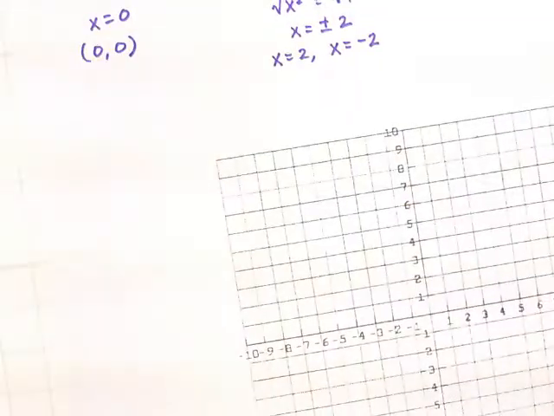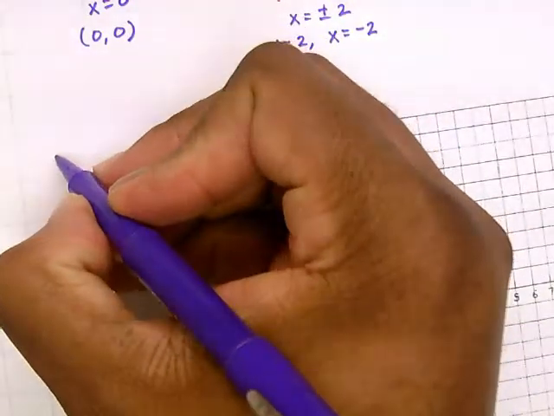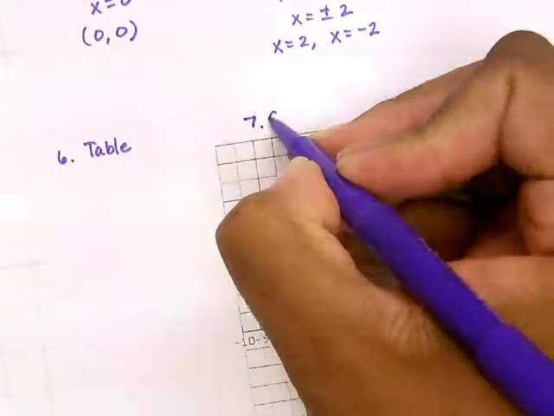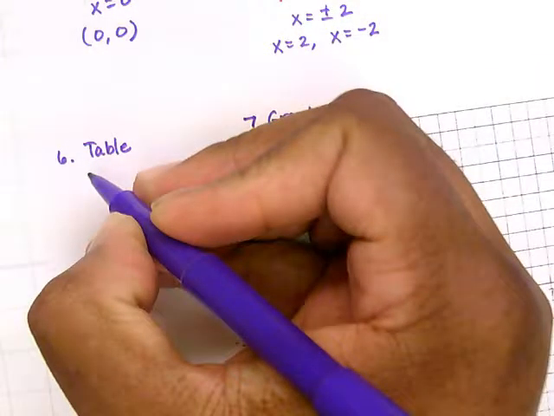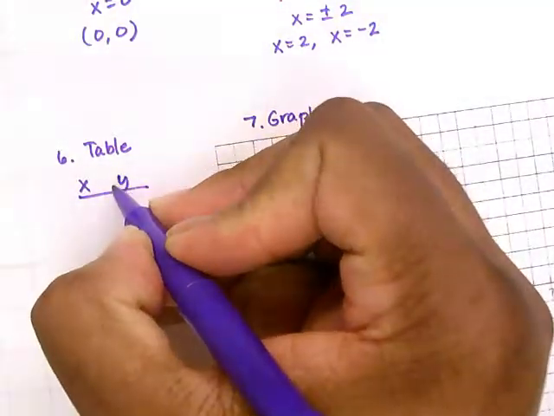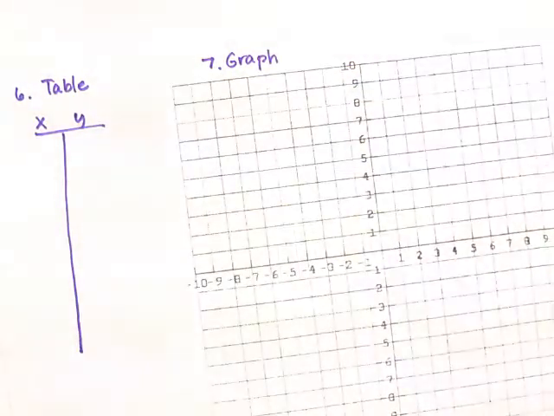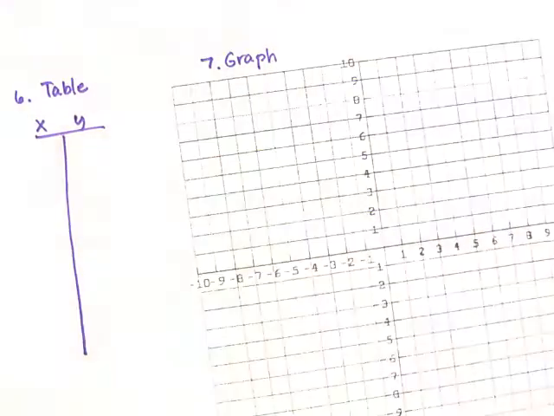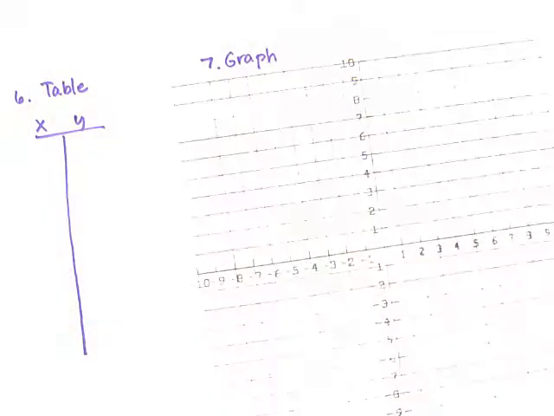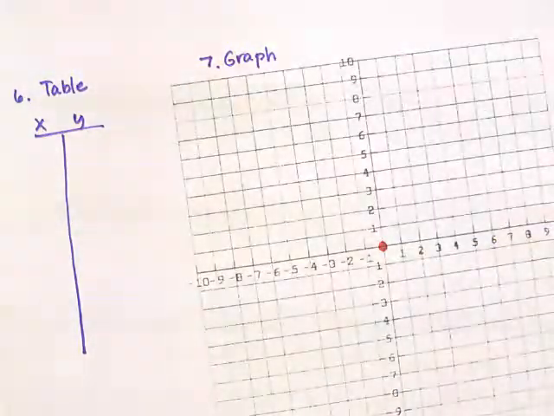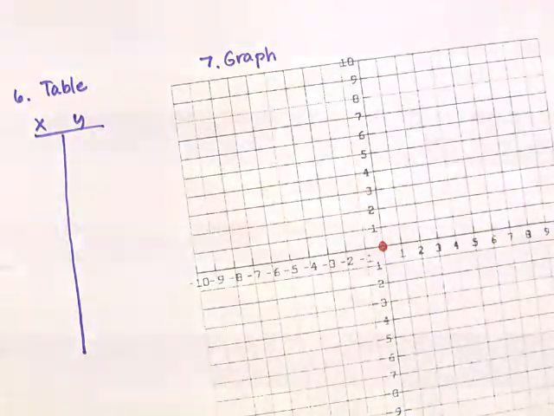Now, step 6 and step number 7, I'm going to do side by side. Because step number 6 is just a table of values, step number 7 is doing the graph. So we have a table of x-y values that I'm going to have. Now what I'm going to do here is graph what I already have. I know what my x-intercept is, and I know what my y-intercept is. They're both the same. It's the origin, 0, 0. So I'll go ahead and plot that.